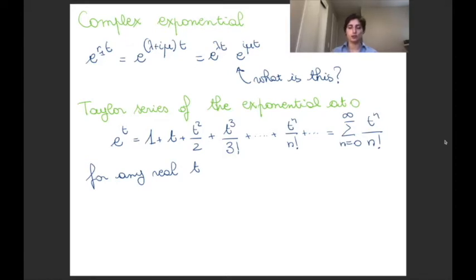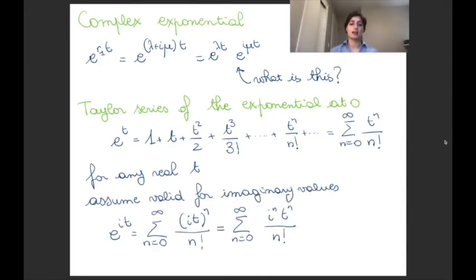So just the exponential of t, we take the Taylor series at 0. Then we have a structure that is very nice. The exponential of t is equal to 1 plus t plus t squared divided by 2 plus t to the third divided by 3 factorial plus infinitely many terms, all in the form t^n divided by n factorial. So the exponential is equal to the infinite sum for n going from 0 to infinity of t to the power n divided by n factorial. And this is true for any real value of t. Let's just assume it's also valid for imaginary values of time.